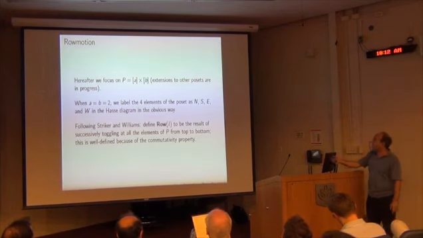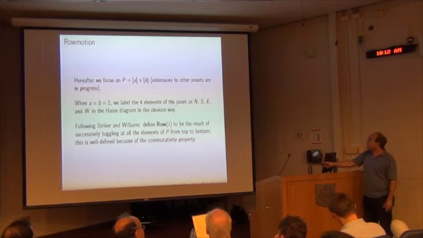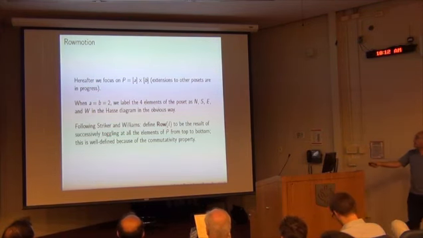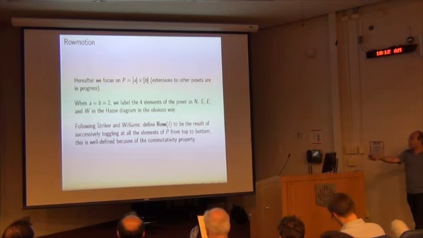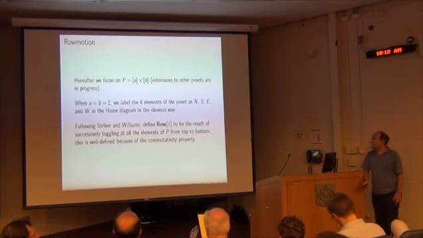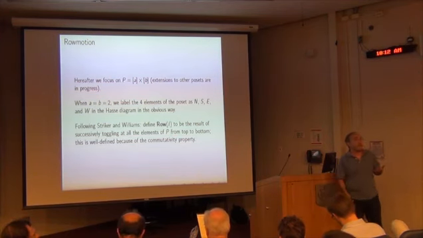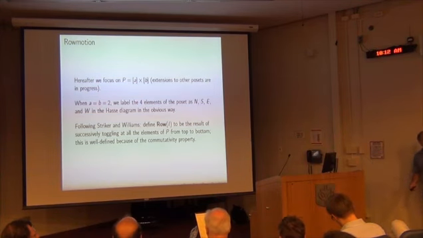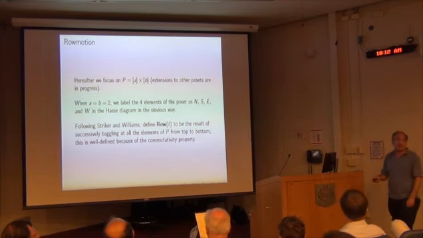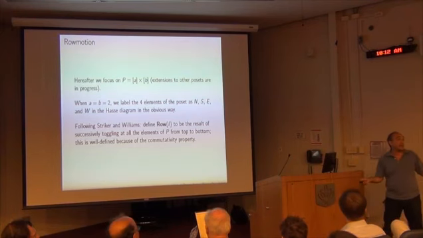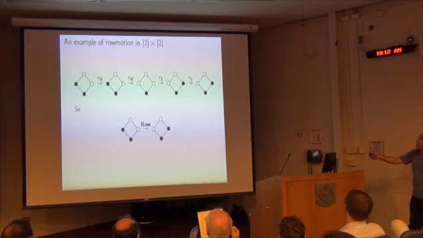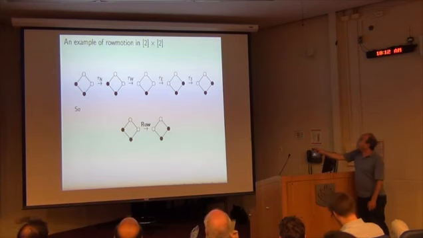So now following Striker-Williams, we'll define rho of I to be the result of successively toggling all the elements of P from top to bottom. This is well defined because of the commutativity property. This is an operation that's been invented many times in the combinatorial literature. I won't mention all the people, but if you look at the written version of this talk, you'll see I attempt to cite everybody. If you know of people who should be cited whom I haven't cited in the paper, please let me know. So let's look at an example of rowmotion on 2 cross 2.